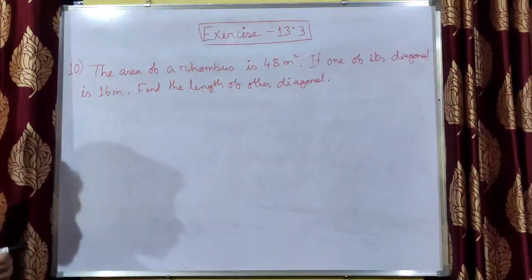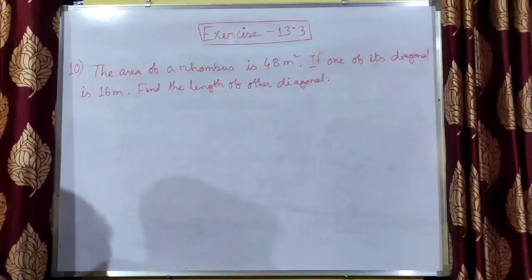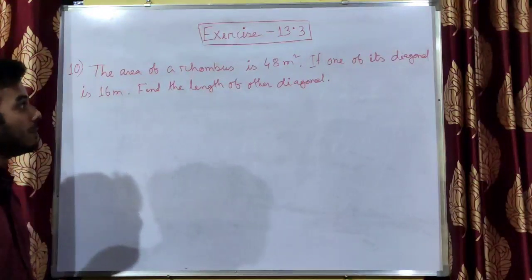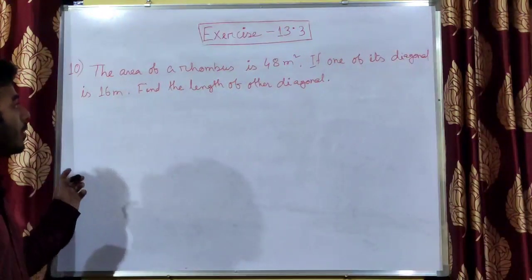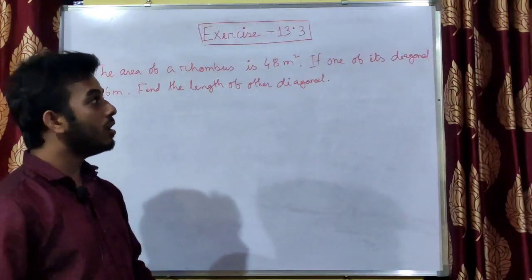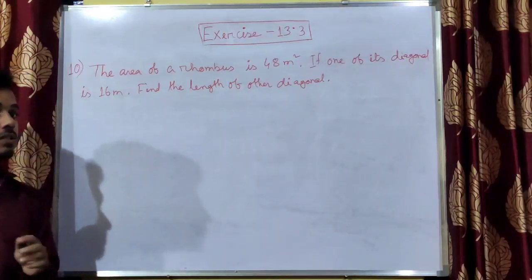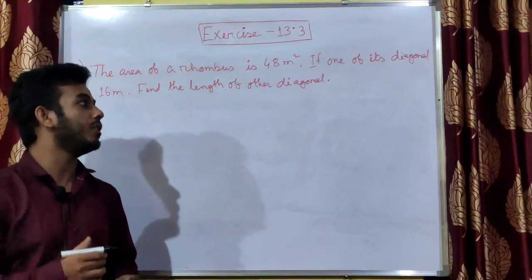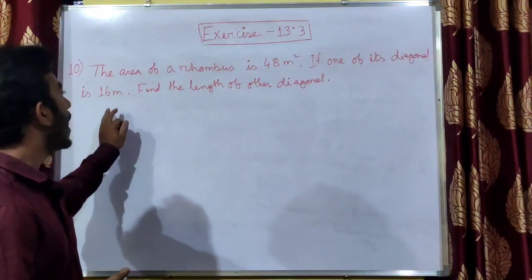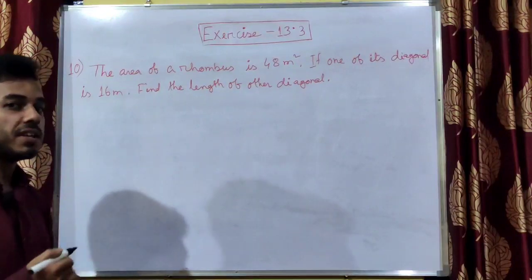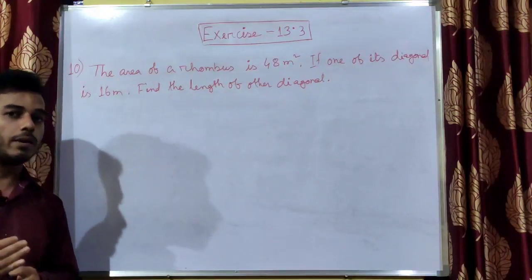So let us move to our last question of this class. The question is, the area of rhombus is 48 meter square. If one of its diagonal is 16 meter, find the length of the other diagonal. So in this question, we have a rhombus whose area is 48 meter square, and we have one diagonal 16 meter, and first of all, how many diagonals are there in a rhombus? There are 2 diagonals, right?